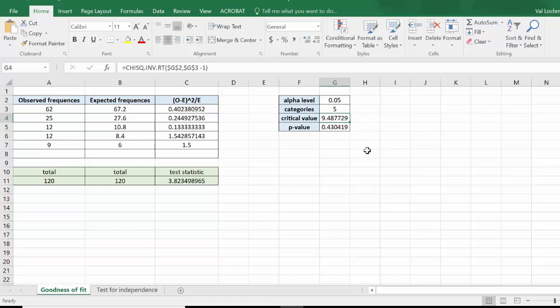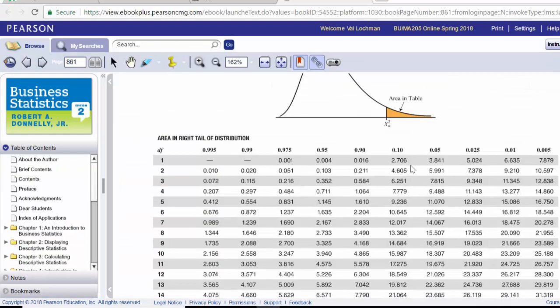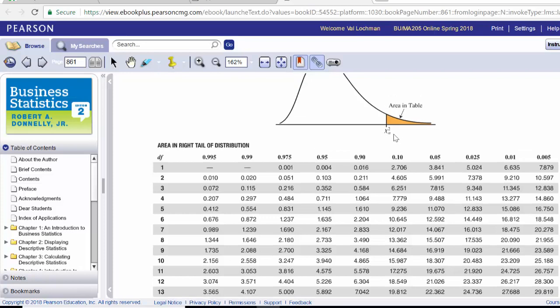Excel actually computes it with a little bit more accuracy, but over here on the table, it's 4 degrees of freedom, alpha is 0.05, and 9.488. This would be the value that splits the distribution into a critical region to the right and a non-critical region to the left, which means what for our problem?